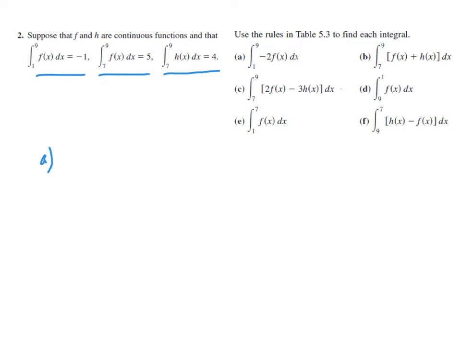So let's, all right, letter A. Negative 2 f of x, and I'm integrating that from 1 to 9. Well, this is the property that says I can factor out the negative 2.